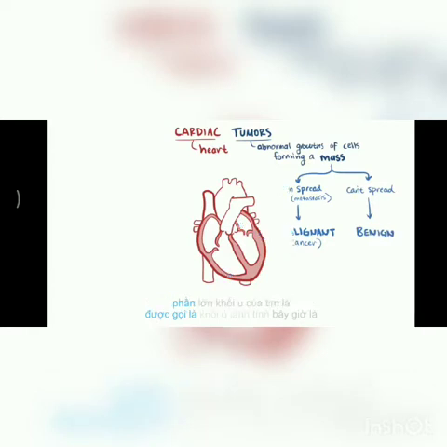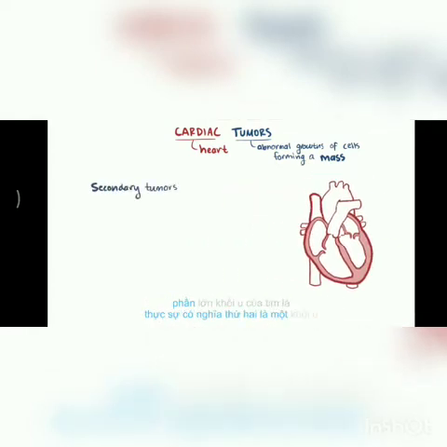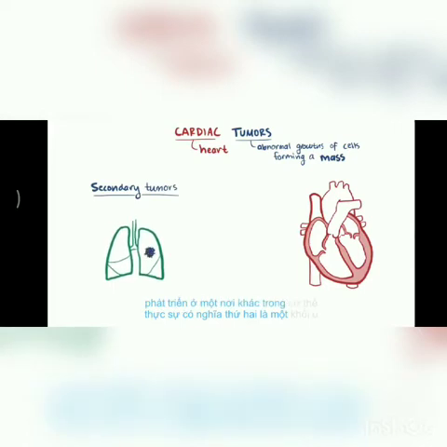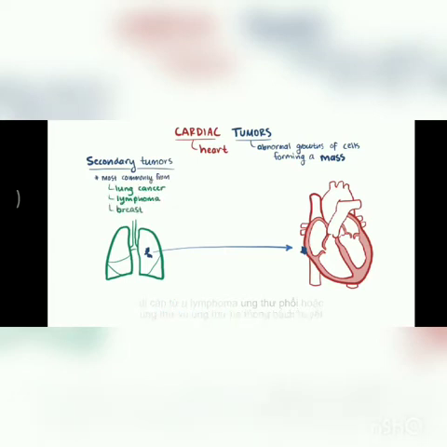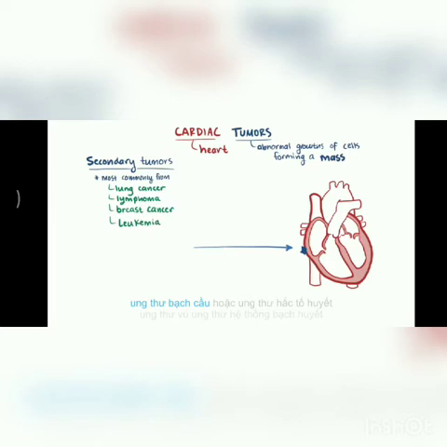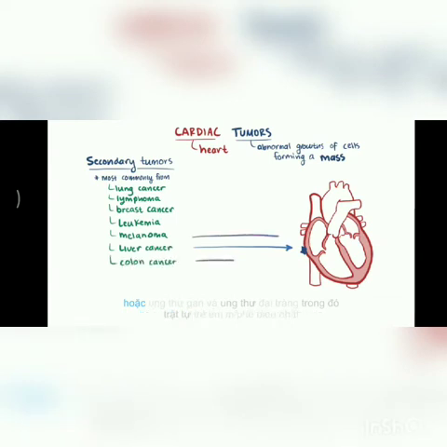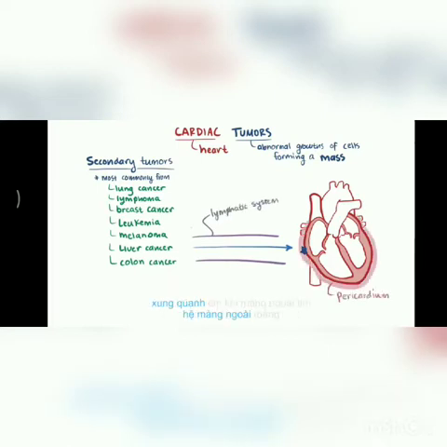Now, the vast majority of tumors of the heart are actually secondary, meaning that a tumor develops somewhere else in the body, metastasized, and spread to the heart. Even though these secondary tumors can come from anywhere, they're most commonly metastases from lung cancer, lymphoma or lymphatic system cancer, breast cancer, leukemia or blood cell cancer, melanoma or skin cancer, hepatocellular carcinoma or liver cancer, and colon cancer, in that order. Cancer most commonly metastasizes through the lymphatic system to the pericardium, the membrane around the heart.